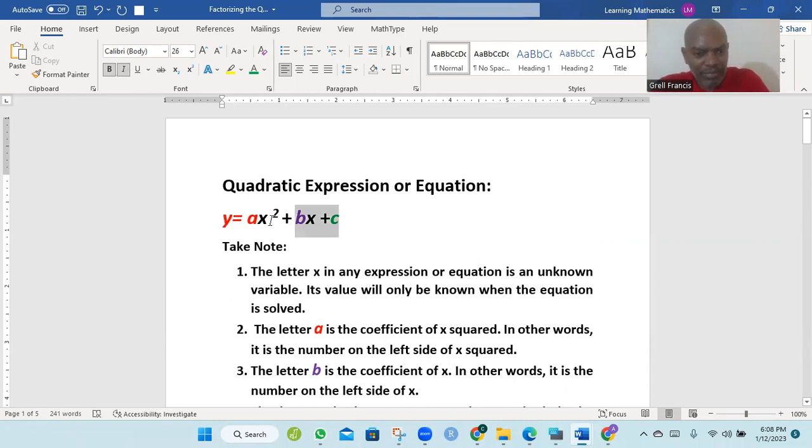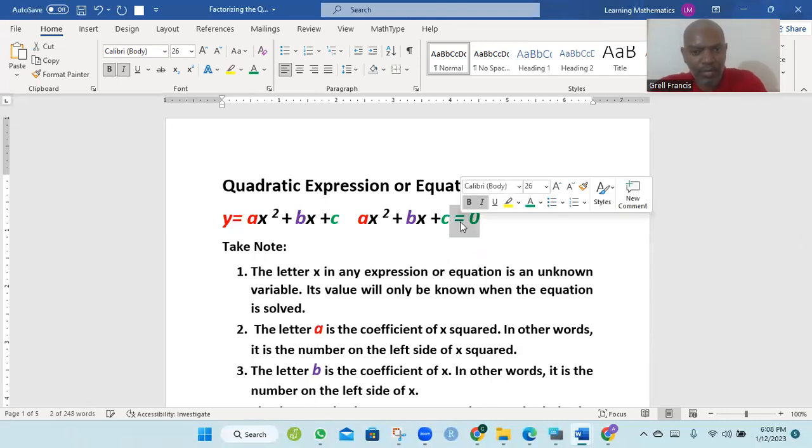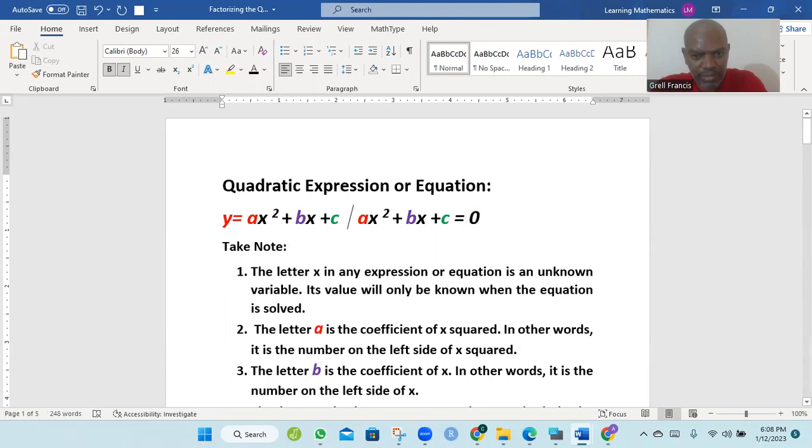And most times it's also written as ax squared plus bx plus c equals 0. So you may see it often written like that also. Ax squared plus bx plus c equals 0.